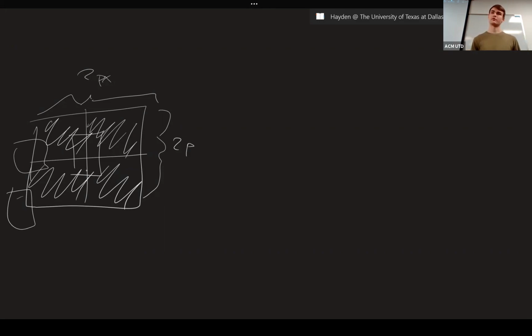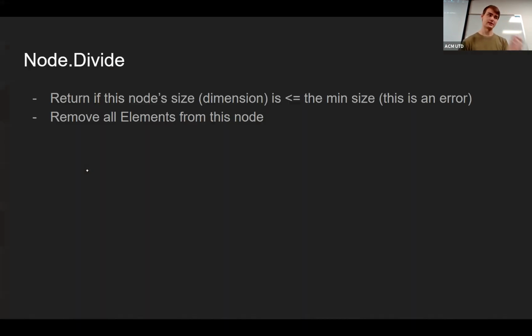That's not like an unsolvable problem. That's just a different system that would have to solve that. Our quad tree is meant for assuming everything starts in a valid state, keeping it in that valid state. And so if something starts in an invalid state, i.e. there are already existing intersections, then we throw an error because it's not something we can handle, and it's basically just not our problem. So that's why we return if we're less than the min size.